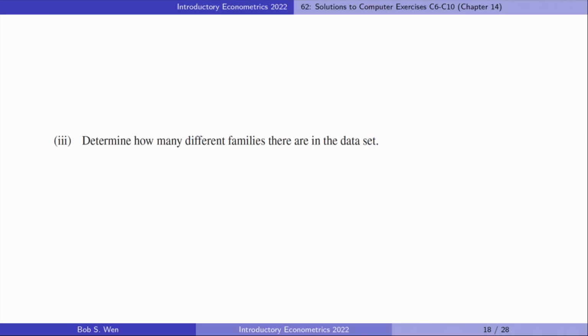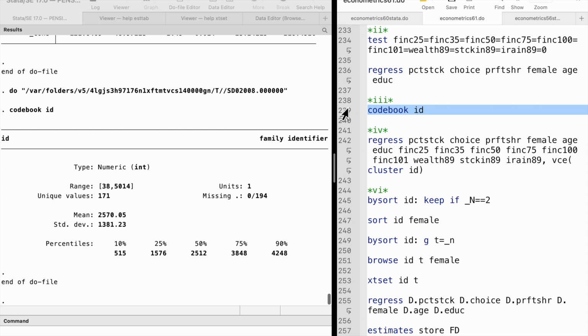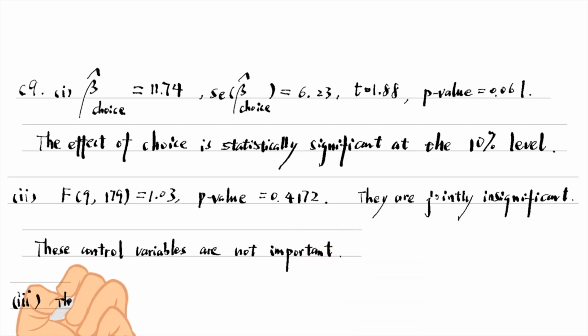In Part 3, we will determine how many different families are in the dataset. The variable ID is the family identifier. We can use the codebook command to find information on the ID variable. There were 171 unique values. It means there were 171 different families in the sample.